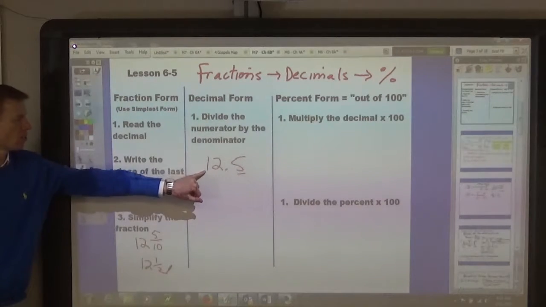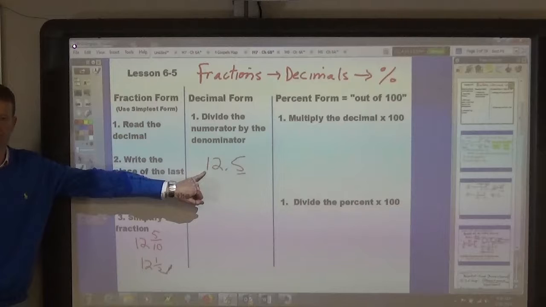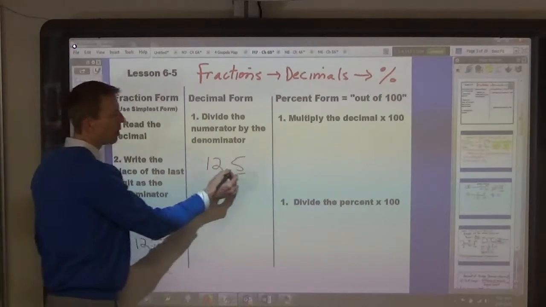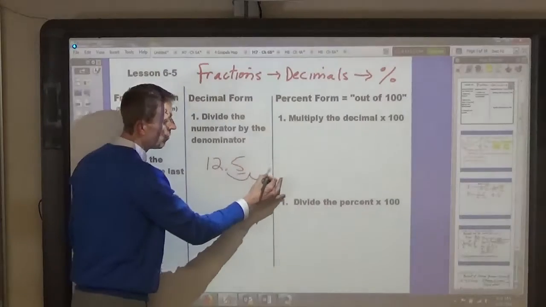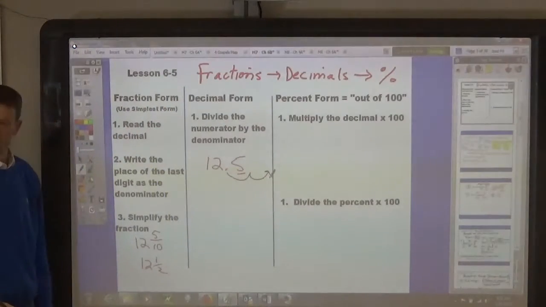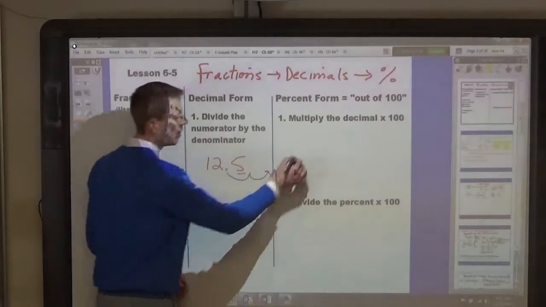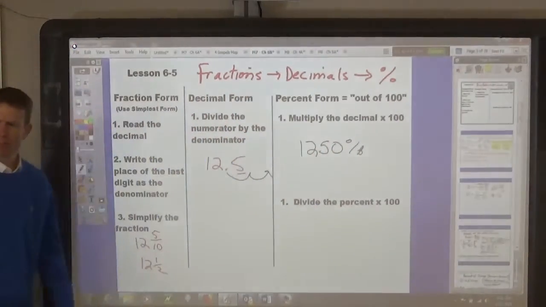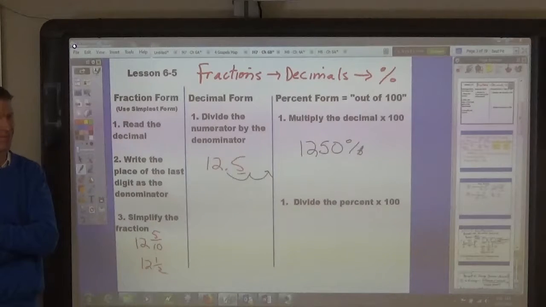Now, how would we change this to a percent? What would that be in percent form? We would actually multiply it by 100, and that's the same as moving the decimal place 2 places to the right. 1,250%. Can you have that big of a percent? Yes, any number can be changed to a percent.